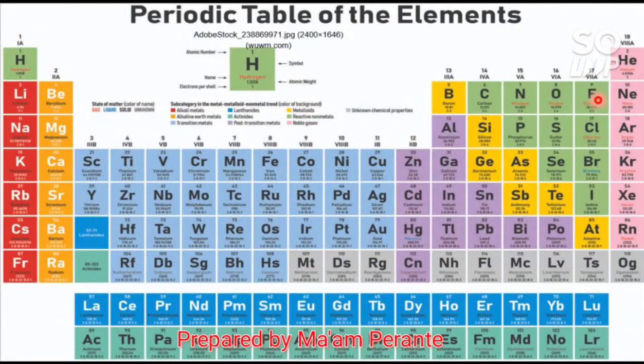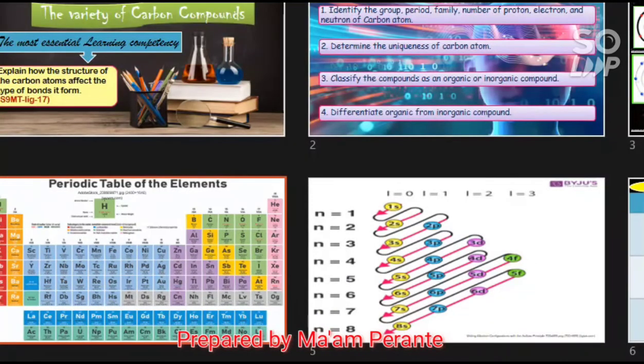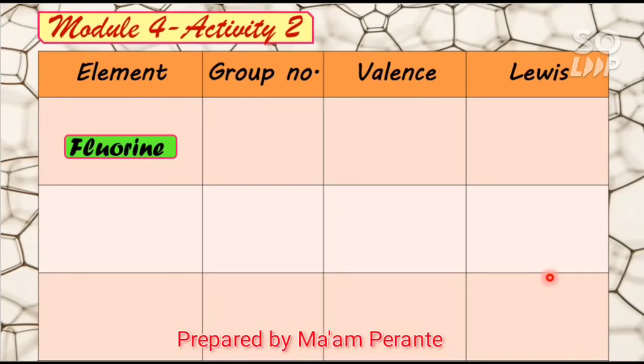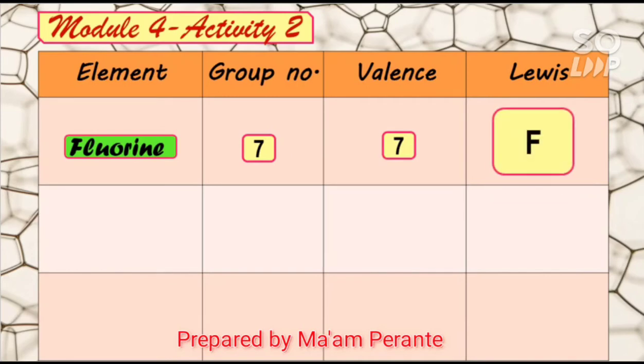So the fluorine is located in group 7 and in period number 2. Okay? So really the periodic table is a very significant tool in chemistry. Looking at your periodic table, the group number of fluorine is 7, which means that the valence is also 7. And for that, we can draw the Lewis symbol of fluorine having 7 dots, because 7 dots is equal to the valence number.